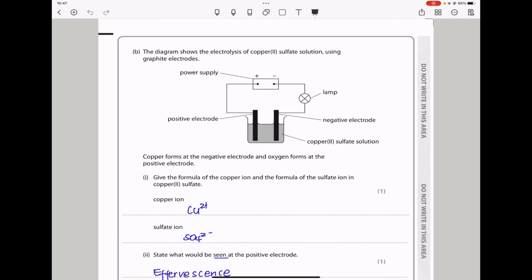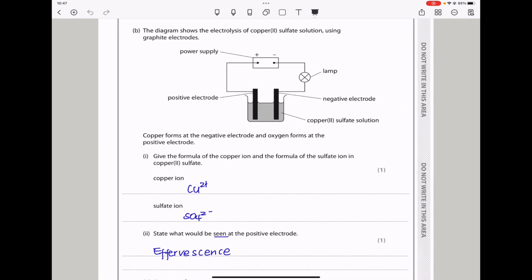Moving on. In part B, the diagram shows the electrolysis of copper 2 sulfate solution using graphite electrodes. So we can see this is the power supply, we have the positive electrode, we have the negative electrode, and the copper 2 sulfate solution. So they say copper forms at the negative electrode and oxygen forms at the positive electrode. They say give the formula of the copper ion and the formula of the sulfate ion in the copper sulfate. In copper sulfate, copper is 2 plus and sulfate is SO4 2 minus.